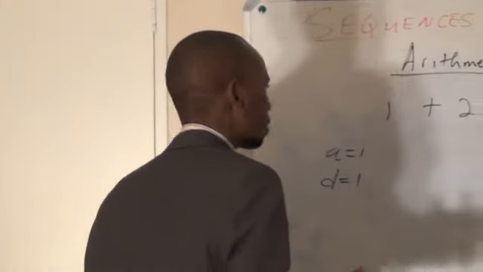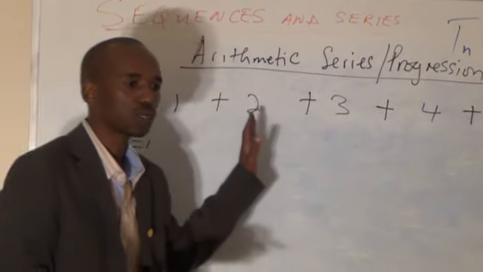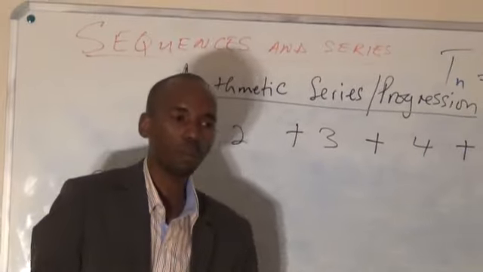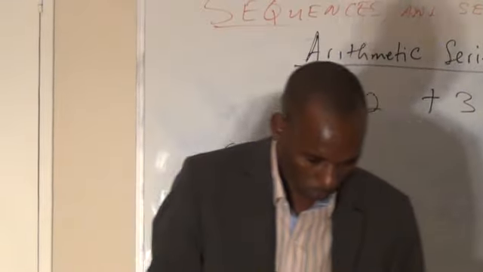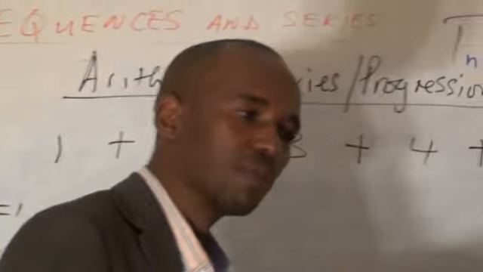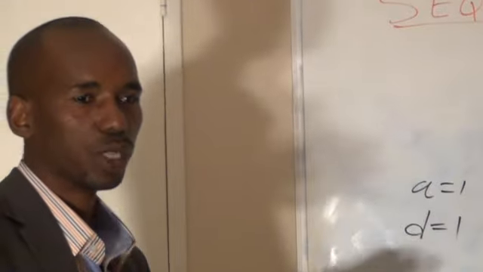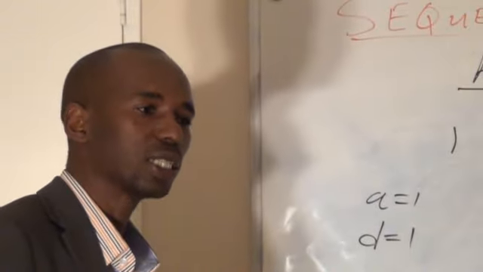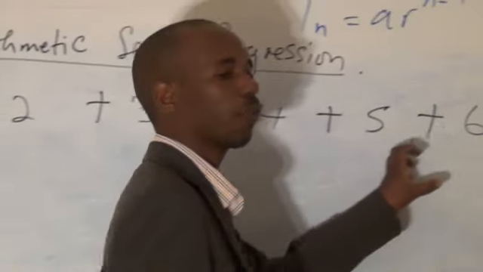The question that we want to ask ourselves is, is it possible for us to deal with this? Is it possible for us to find such a sum? In the same manner that we actually found some relationships between terms and n, Tn equal to a plus n minus 1 d, can we also do exactly the same or something similar for us to find such a sum?